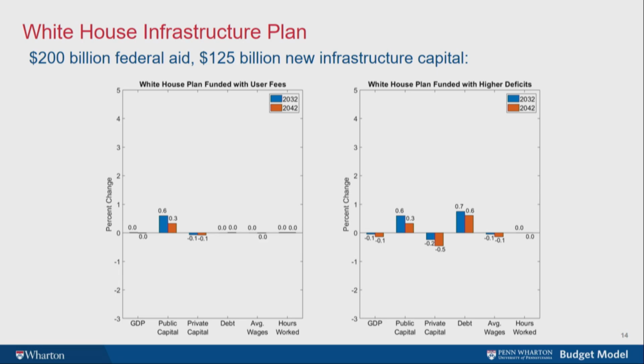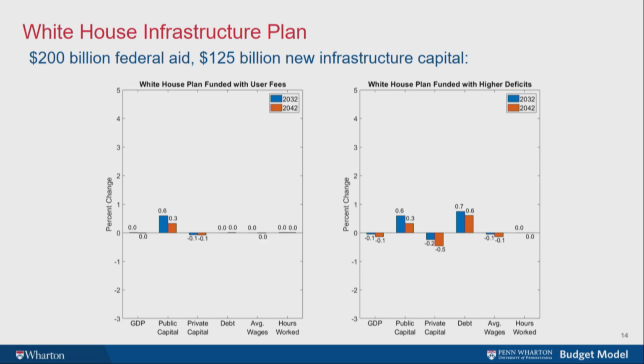Okay. Now I'd like to highlight the right panel, which is the same plan, the same infrastructure plan, the same amount, except this time it's being financed with deficits. And it's not that they propose this, but I want to show you how deficits affect these plans. Again, we have the positive pull of public capital, which is exactly the same, but now we have a significantly larger decrease in private capital. Private capital goes down 0.2% in 2032 and nearly 0.5% in 2042.